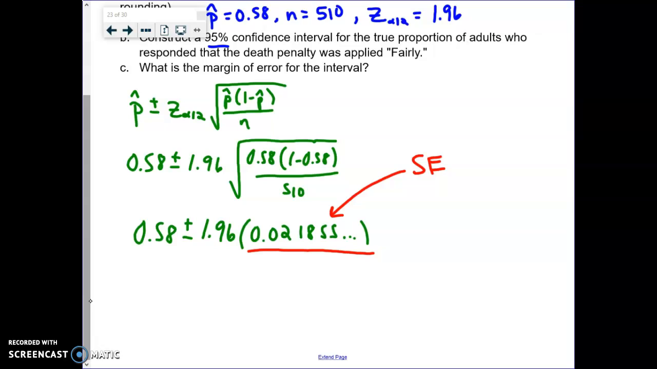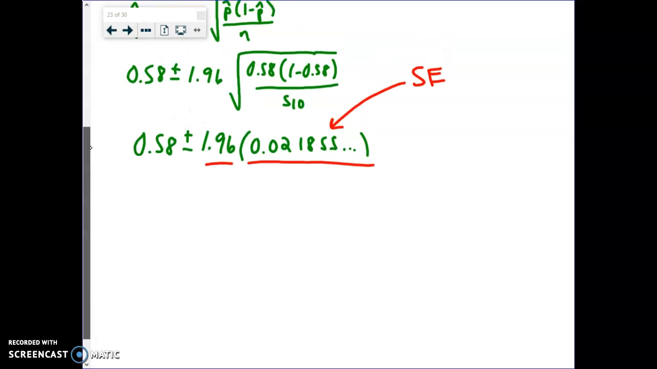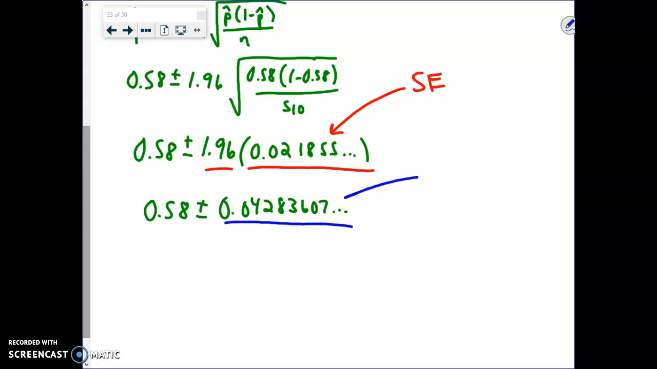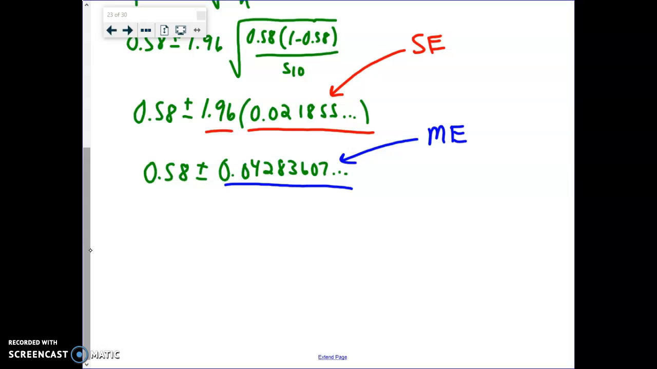Now, if we take that times our critical value, that'll help us compute our margin of error. If we do that, and I already did the calculations without any rounding, you get 0.04283607. And that is your margin of error. It might be beneficial in the next part. I might go a tad bit over 7 minutes here, but I'm going to try to keep it not too far over.